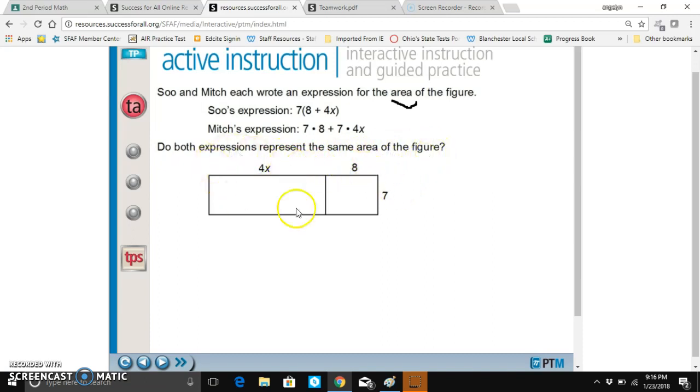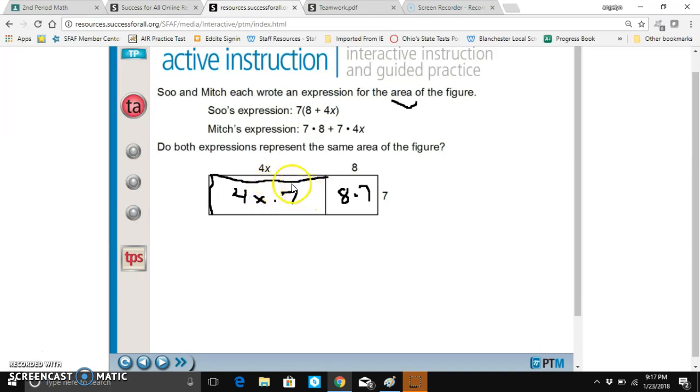Okay, so if you look at this picture here, it's actually two rectangles just put together. To find the area of this rectangle here, you would just do length times width, which would be 8 times 7. Okay, and then for this rectangle, this side is 4x. This side would be 7 because it's parallel from this side right here. So to find the area of this one, it would be 4x times 7.